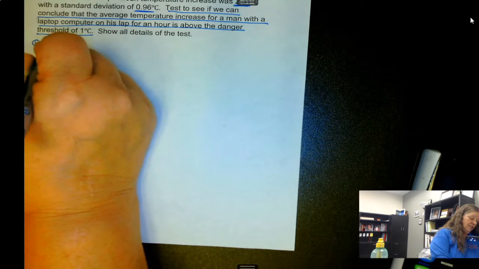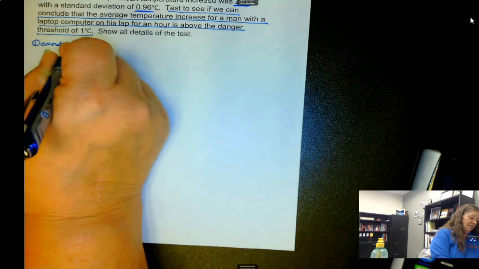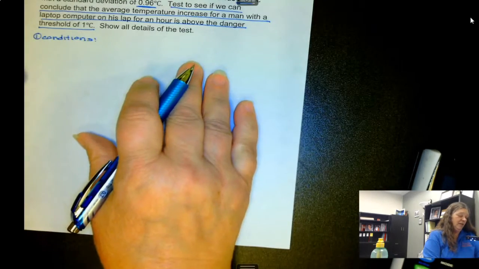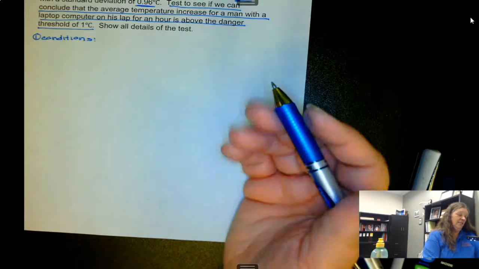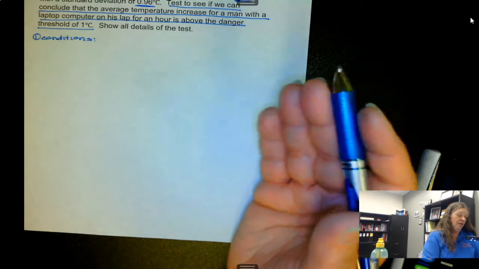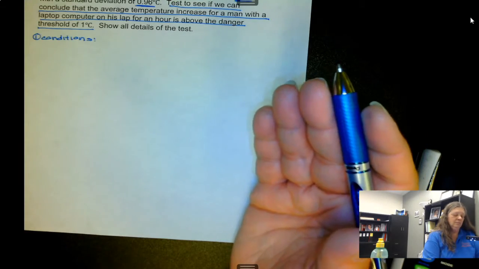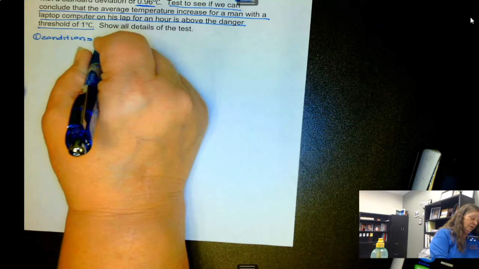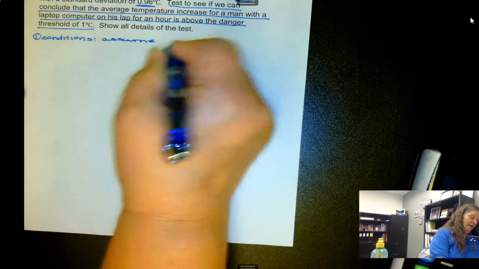So conditions, well, our sample size is barely less than 30 at 29. And it doesn't really give us the data, so we can do a dot plot to see if it's symmetric or if there are any outliers. But we're going to assume that it's symmetric.